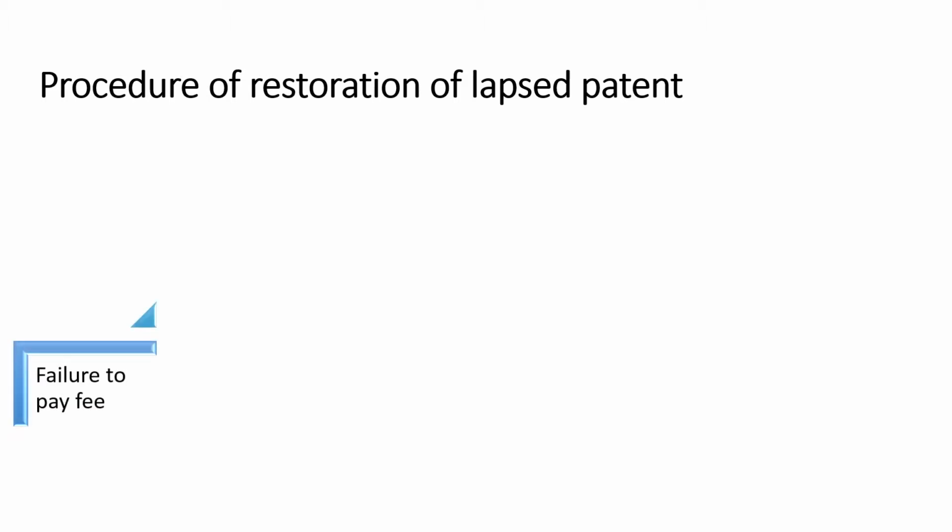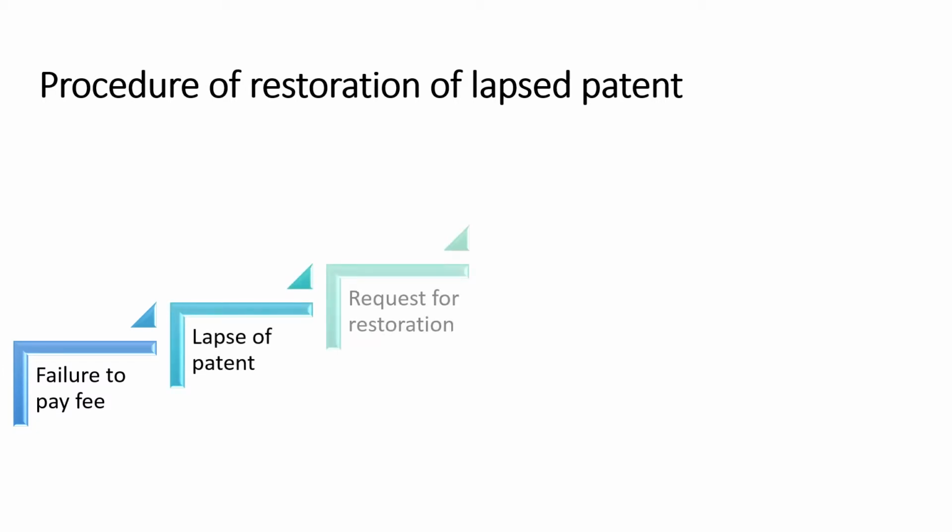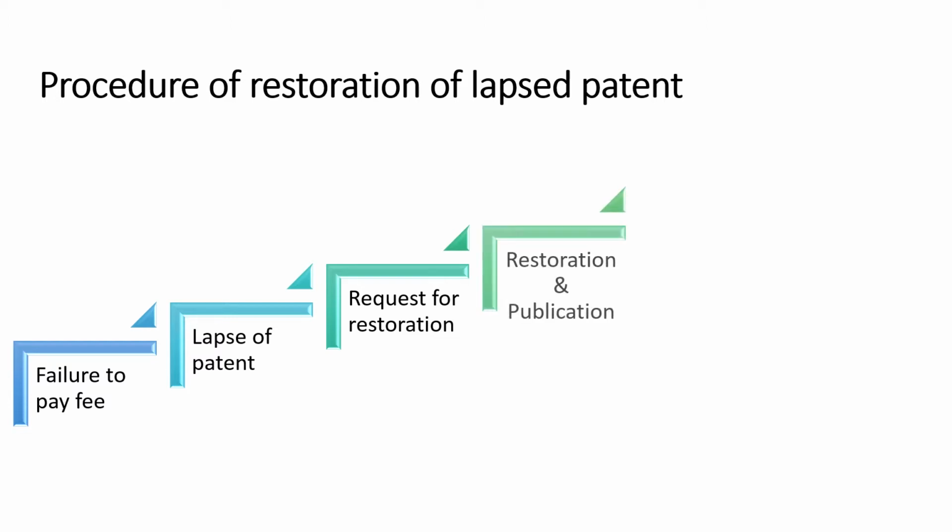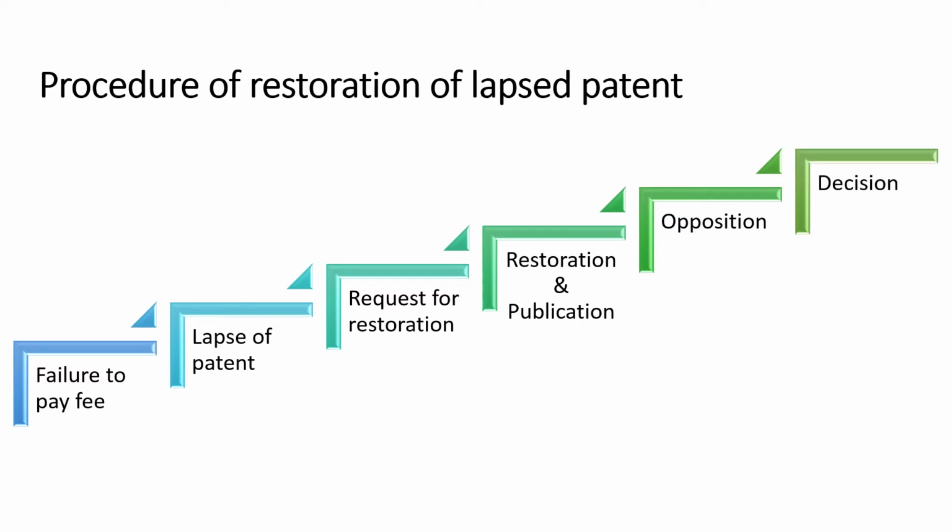Failure to pay renewal fee results in lapse of patent. Request for restoration may be filed if the applicant wants patent to be restored. If the controller decides to restore the patent, such restoration is followed by publication. Restoration of a patent may be opposed. However, the controller takes final decision with respect to restoration of patent and publishes it.